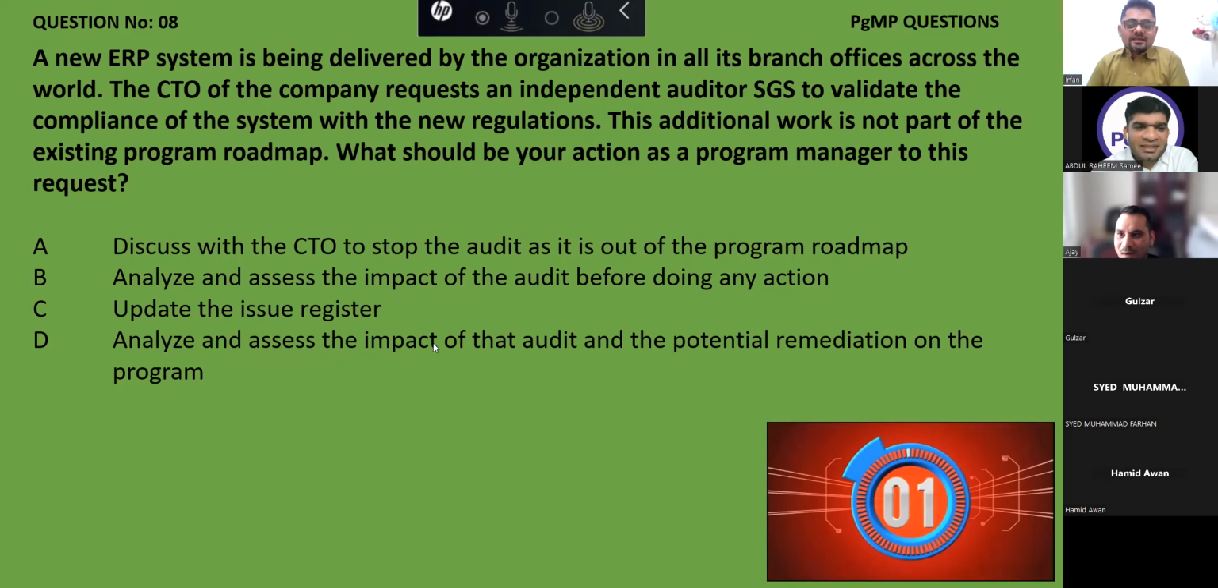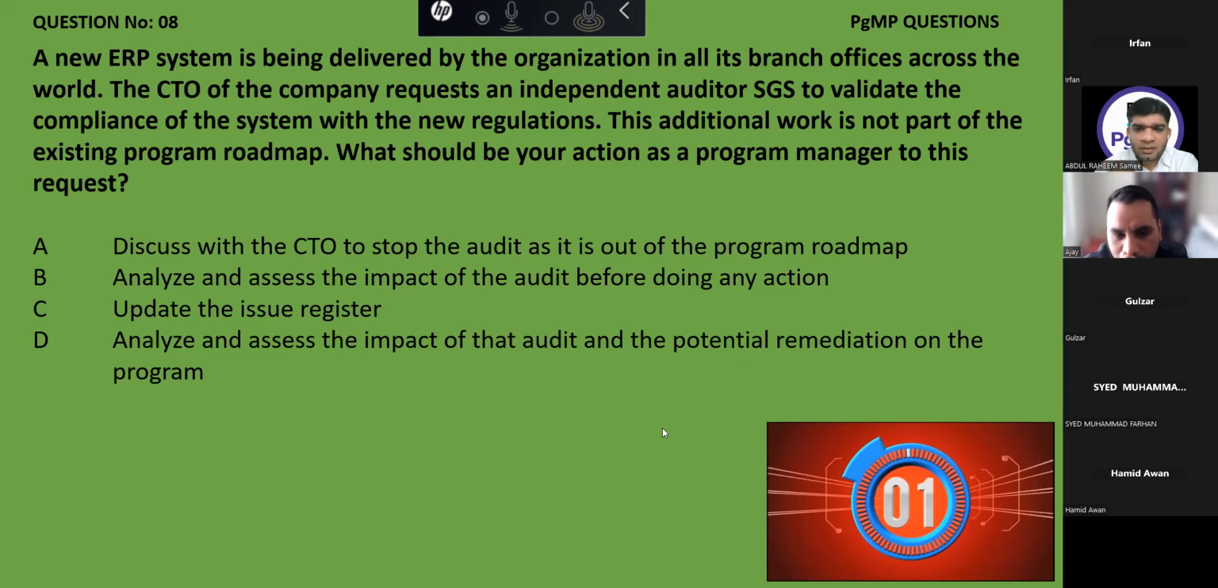So analyze and assess the impact of that audit and the potential remediation on the program. So Ajay, why did you select the second line also in this? What is the first step? When I thought of it, it seemed like a complete answer. You analyze and assess, and then you have an action plan. At that time it seemed like a full answer, it covers the B, which I think is correct. Also, it says whatever the potential remediation is, put that into effect. So I chose that.